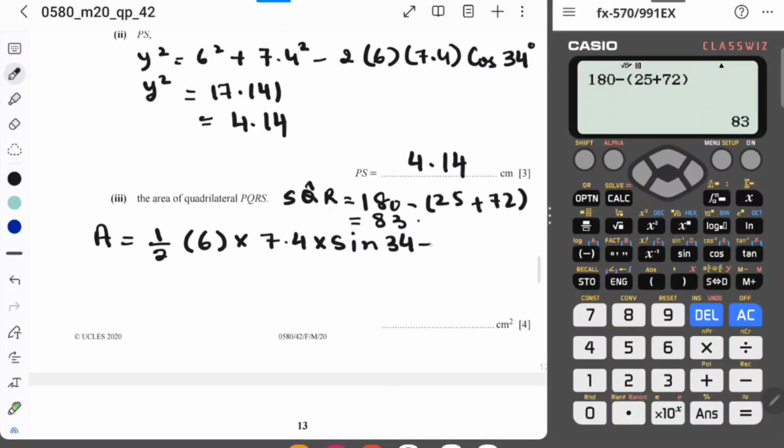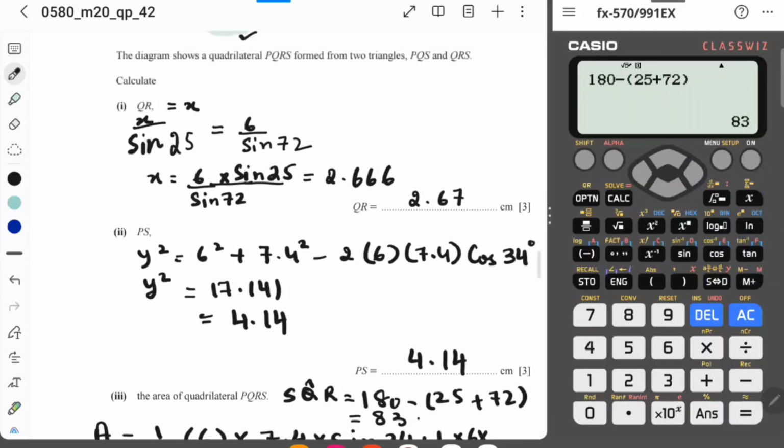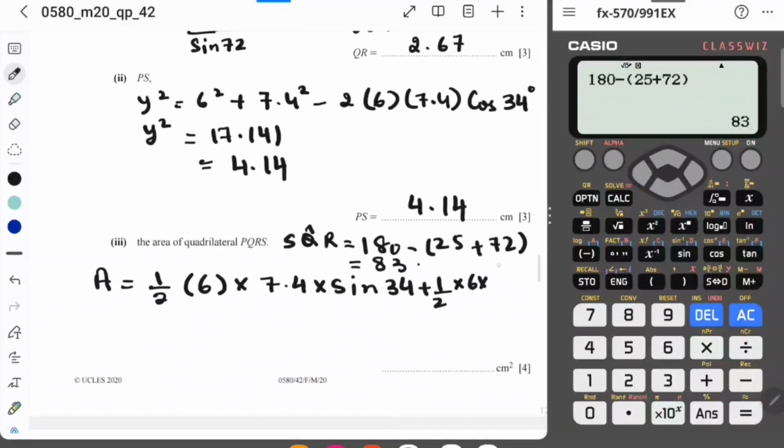So that is half of 6 into 2.67 into sine of 83. Calculate the area of both triangles and add them together with the help of the calculator. It's very easy, just calculate it. We can cancel, also 3 times, and it's also 3 times. So simply find your answer.